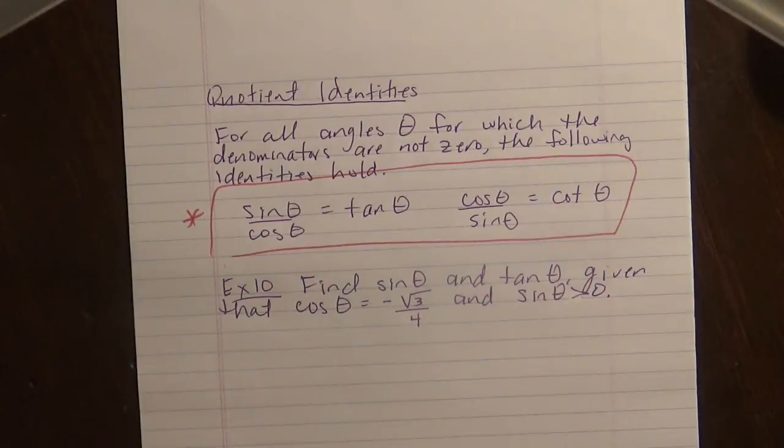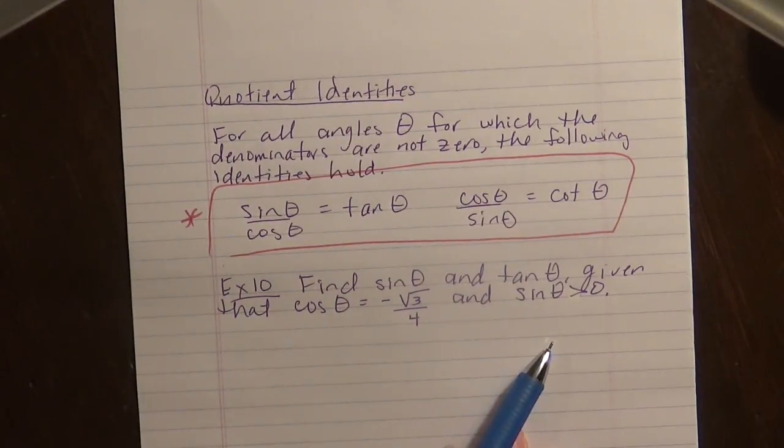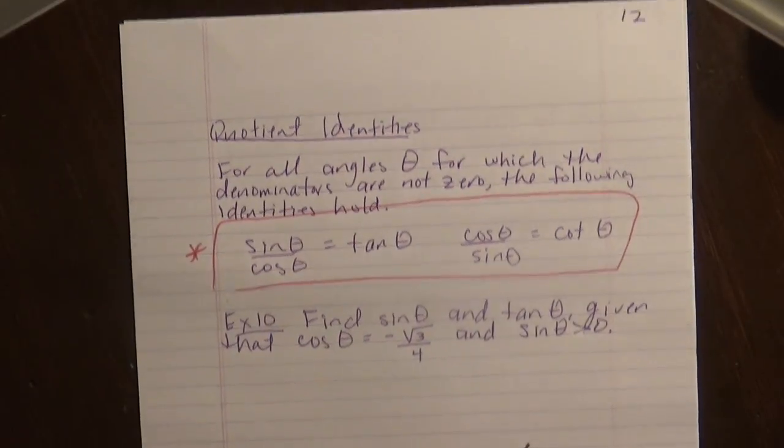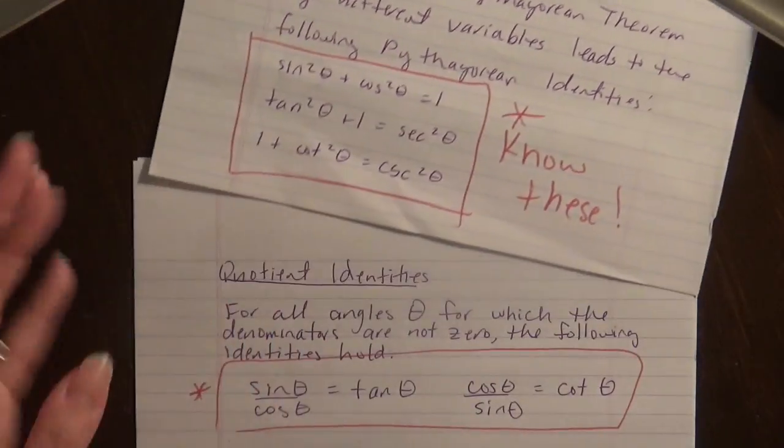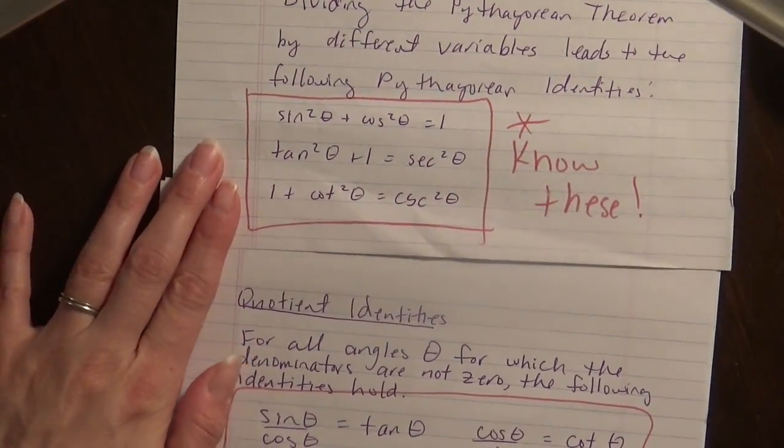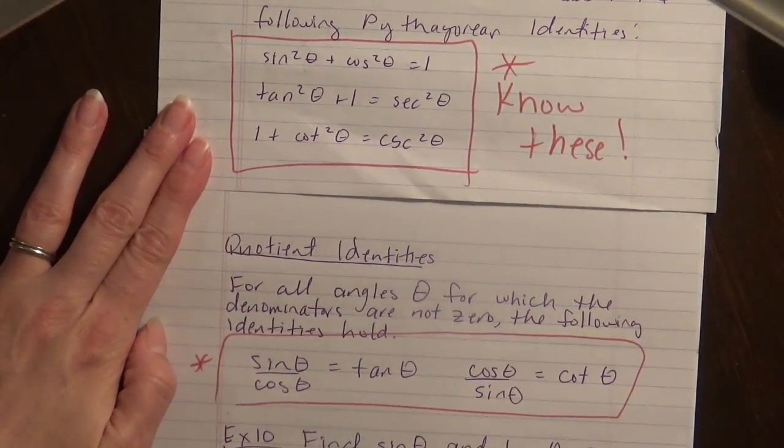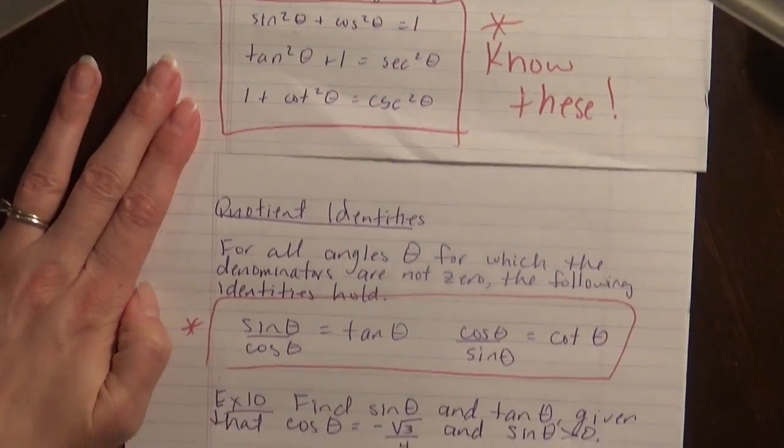In example 10, find sine theta and tan theta given that cosine theta equals negative square root 3 over 4 and sine theta is positive. So, going back, look at the Pythagorean identities that we just talked about and look at the quotient identities and see if you can find one that might be useful for this problem.